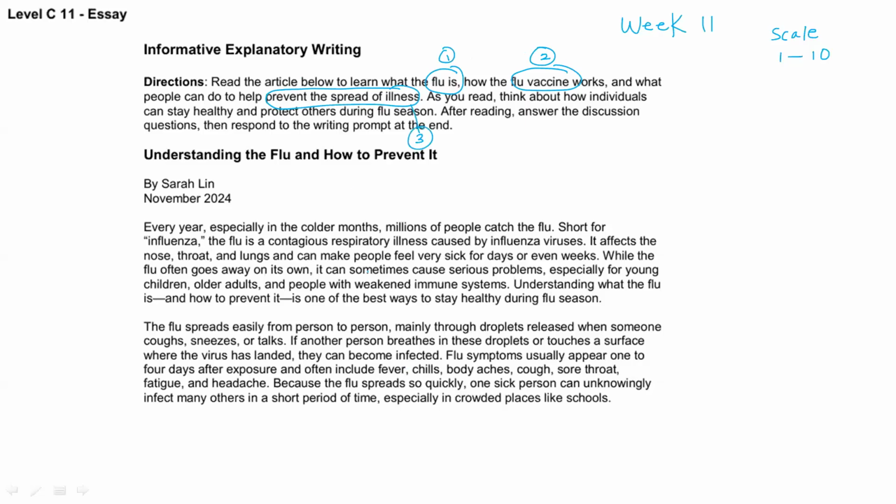So as we're reading, we're going to highlight information that'll help us. We're going to take the information here and we're going to reword it and explain it to someone, but we have to use our own words. We can't just take this information and rewrite it. You can quote it, but then you would have to say, according to the text, and then you can quote from here. Okay, understanding the flu and how to prevent it.